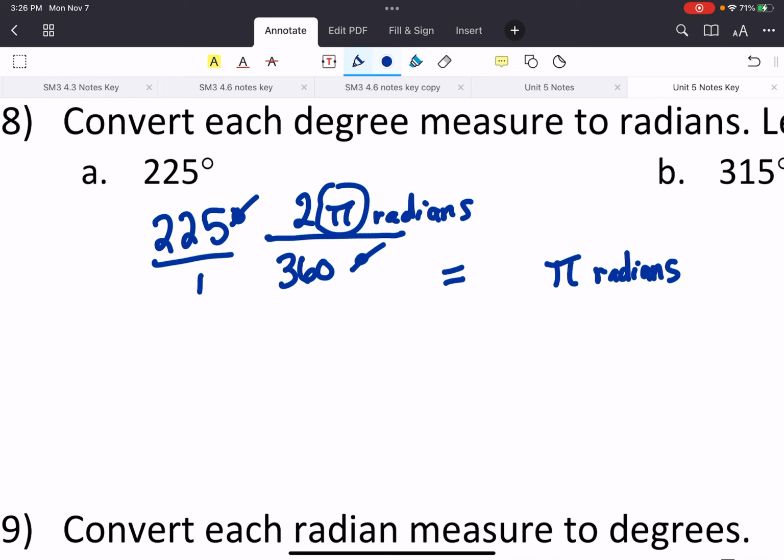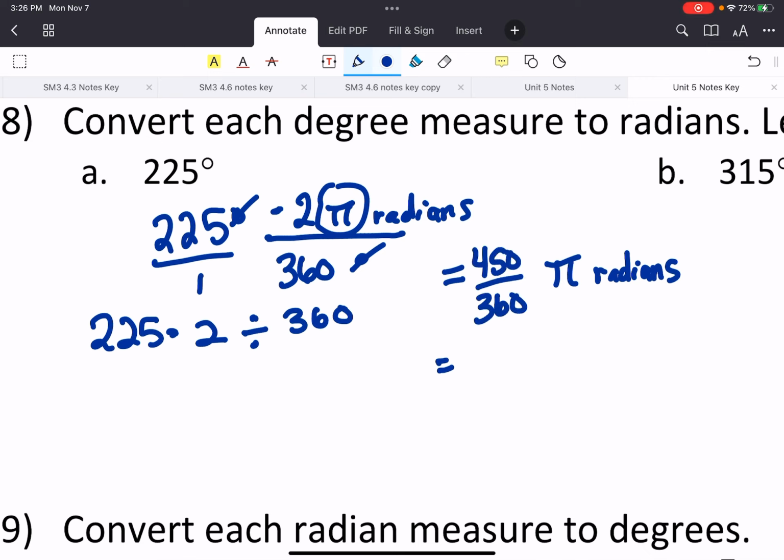And then go across and just multiply the numbers. So you're going to do 225 times 2 on your calculator, and then divide by 360. So 225 times 2 is 450 over 360, which equals 5 over 4 pi radians.